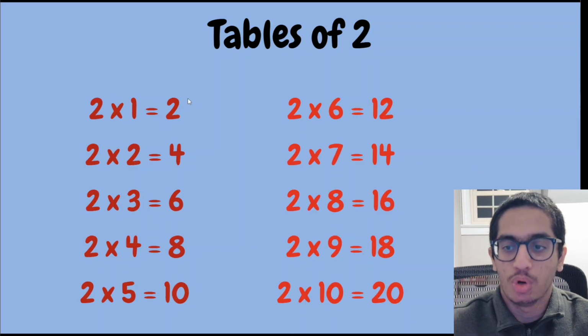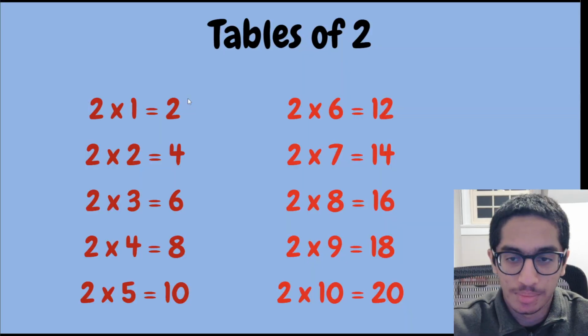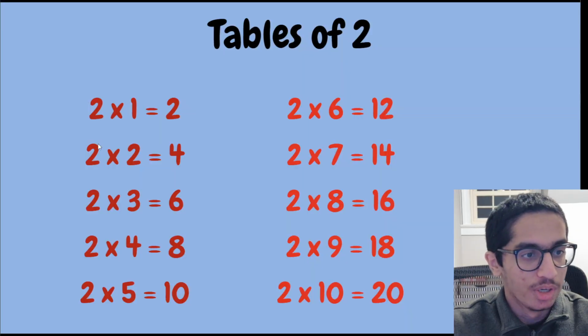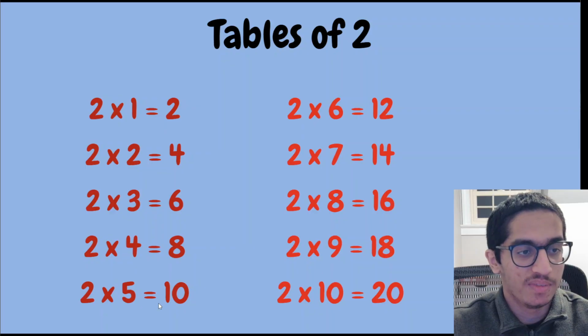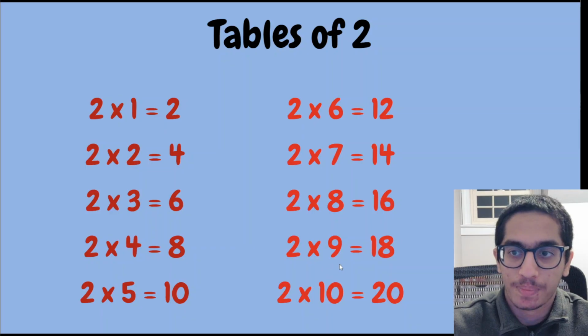2 times 1, or 2 multiplied by 1, it's the exact same thing, is equal to 2. 2 times 2 is 4. 2 times 3 is 6. Times 4 is 8. Times 5 is 10. Times 6 is 12. Times 7 is 14. Times 8 is 16. Times 9 is 18. And times 10 is 20.